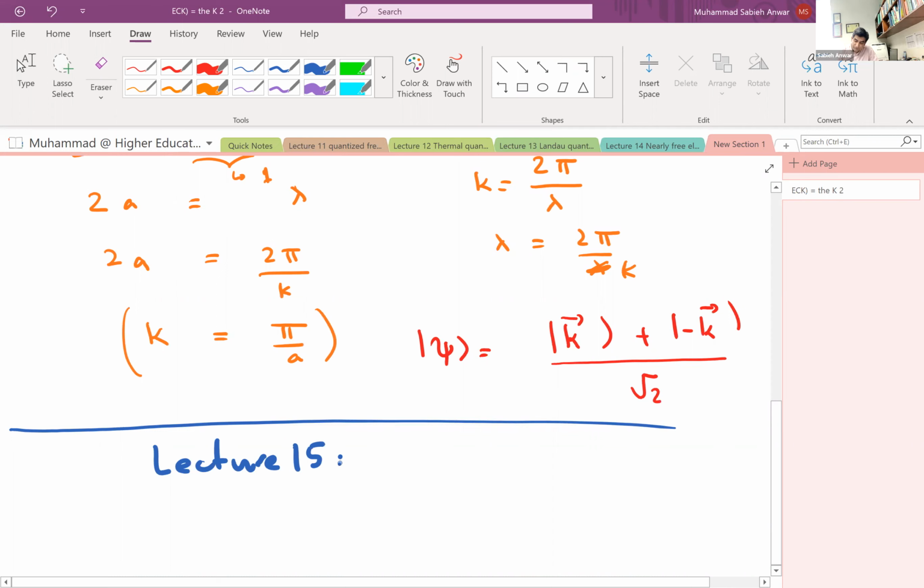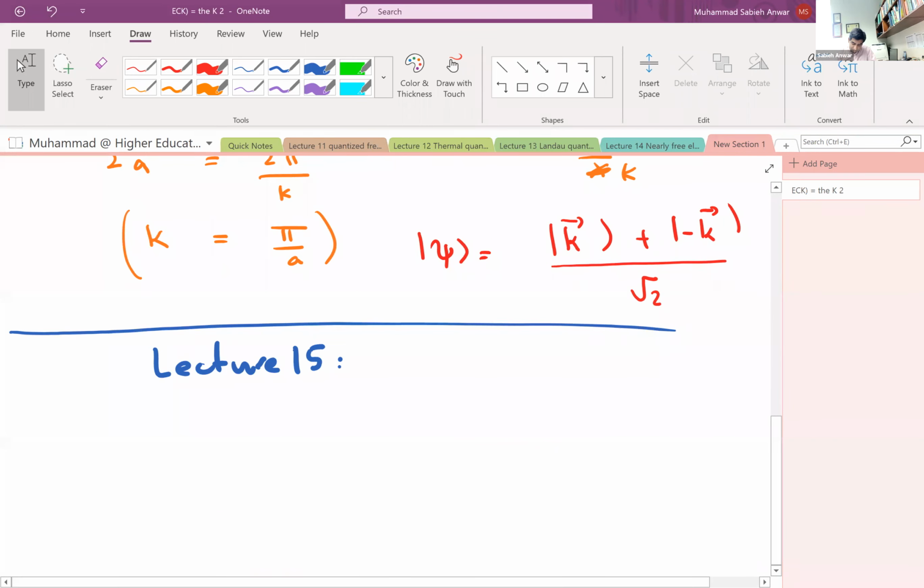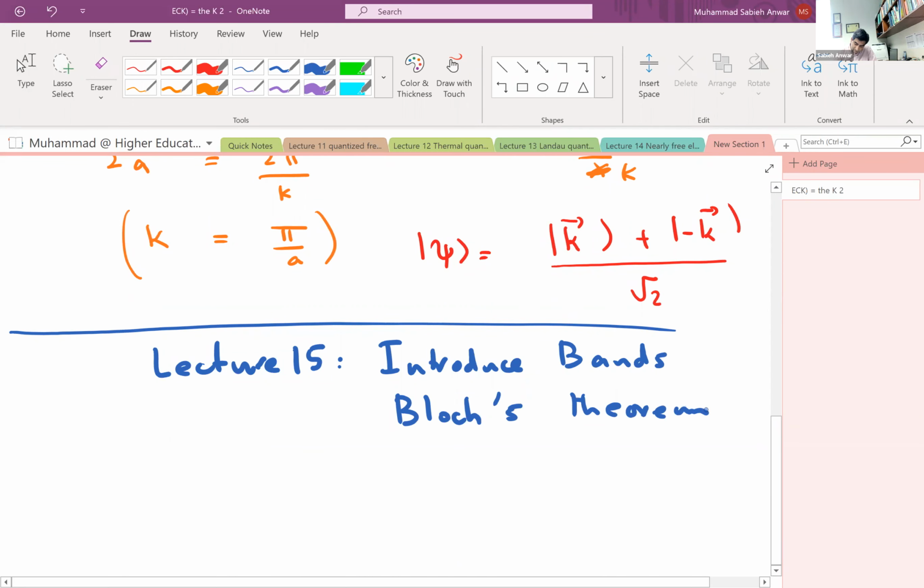So in lecture number 15, we're going to talk about the concept of the effective mass, and we're also going to introduce bands and what we mean by bands. And in passing, we're also going to talk about Bloch's theorem, which is a key fundamental insightful concept in modern condensed matter physics.